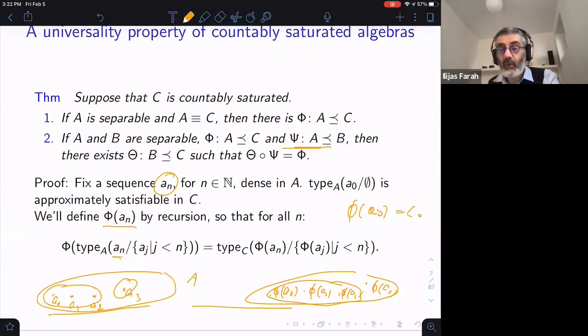I should say these two properties together characterize countably saturated models. So you can think of them as, you know, categorically. So they are separably universal, separably injectively universal. And also, I think this is called, I forgot what it's called. Whatever. They have these two universality properties.